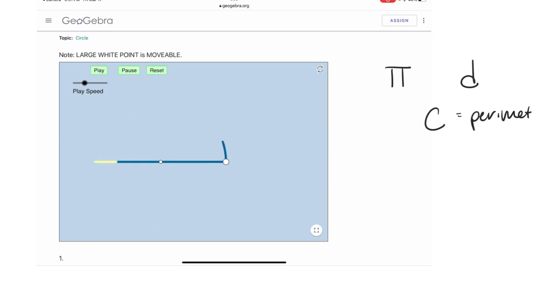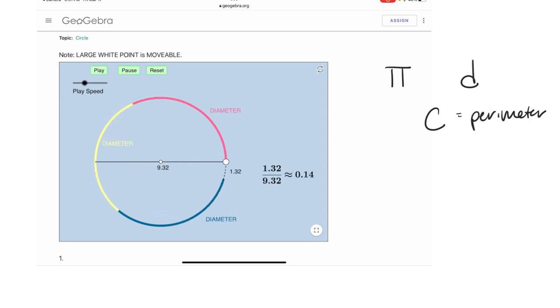As I play this video, notice that we're tracing out that blue diameter comes to the outside, then the yellow diameter goes to the outside, now the pink diameter goes to the outside, leaving behind just a little bit extra. 3 diameters plus a little bit extra equals the perimeter of the circle.